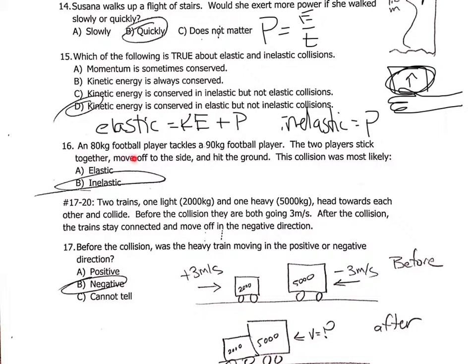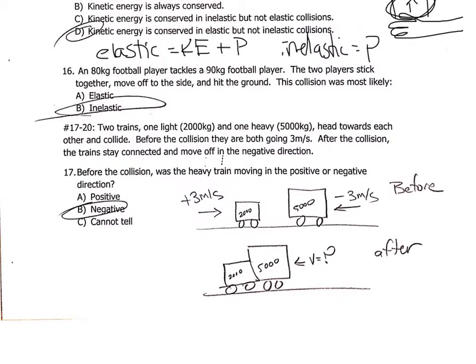For 16, an 80-kilogram football player tackles a 90-kilogram football player, and they stick together. So if they stick together, that is inelastic. If they bounce, it's elastic. And no collision is truly elastic or inelastic, but if they stick together, it's definitely like this.